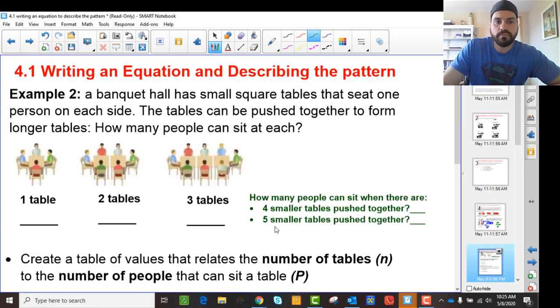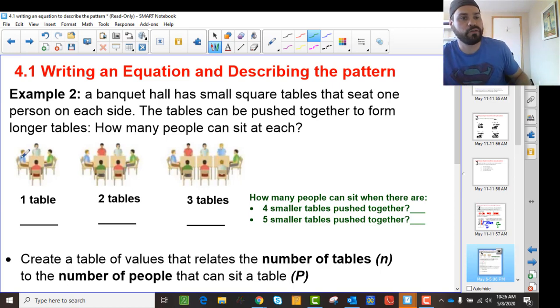All right. So here's another example. We have a banquet hall that has these square tables, and they seat one person on each side, and then when you push them together, you can start adding more people. So you notice at the first table there are 1, 2, 3, 4 chairs. So there's 4 people. Okay.